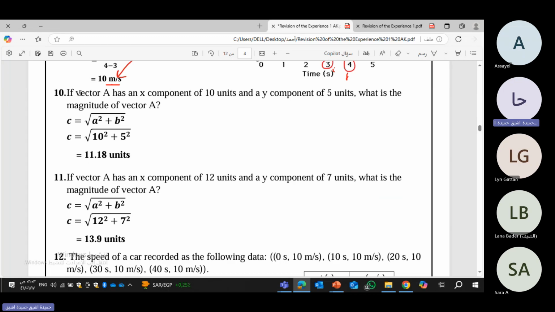Here it is saying I have a vector called A. It means like this. I have a vector called A, and it has components. Again, what do I mean by components?